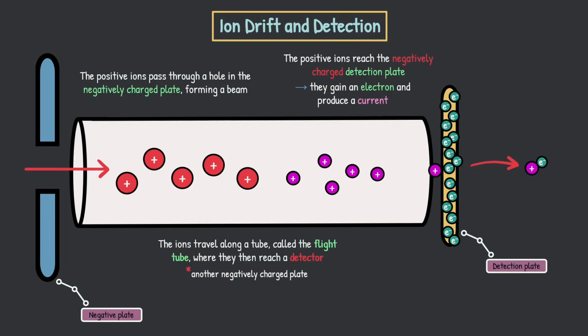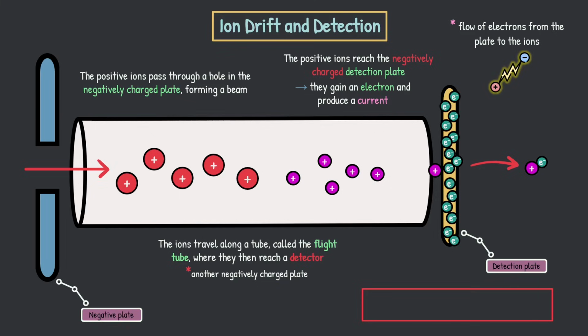Why is this important? Current is simply a flow of electrons from the plate to the ions. The positive charge is accepting that negatively charged electron onto itself, and that movement or that flow of electrons is what forms the current.